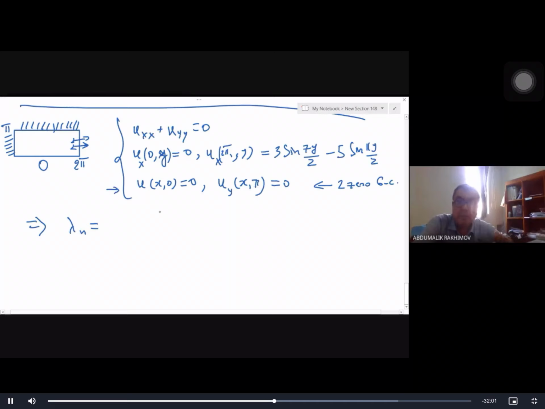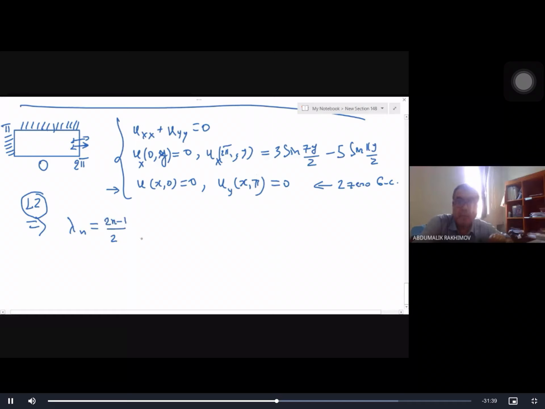Pi. So on the left side you have no derivative. From lecture number 2, I refer to the table. On the left side we don't have a derivative, on the right side we have a derivative. Then what will be lambda n? Lambda n will be 2n minus 1 over 2.